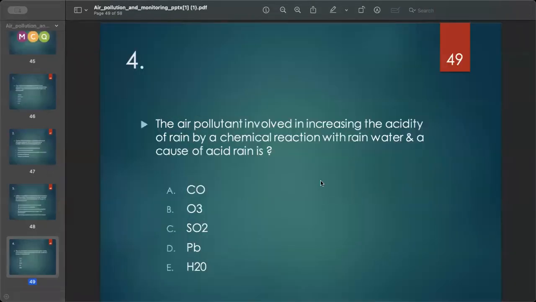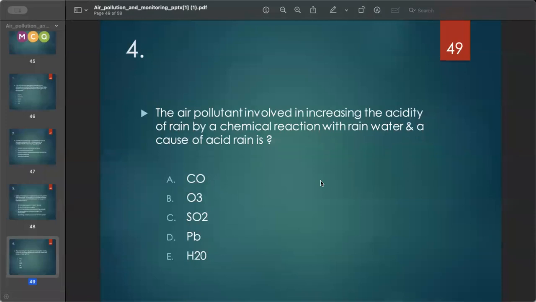Question number four: the air pollutant involved in increasing the acidity of rain by a chemical reaction with rain water and a cause of acid rain is option A, CO, option C, sulfur dioxide. Yes, C is the right answer.